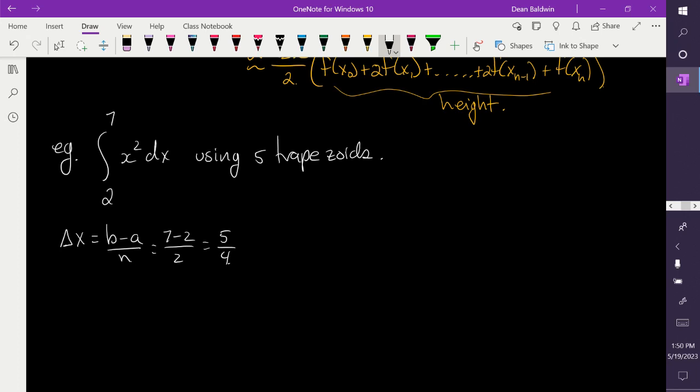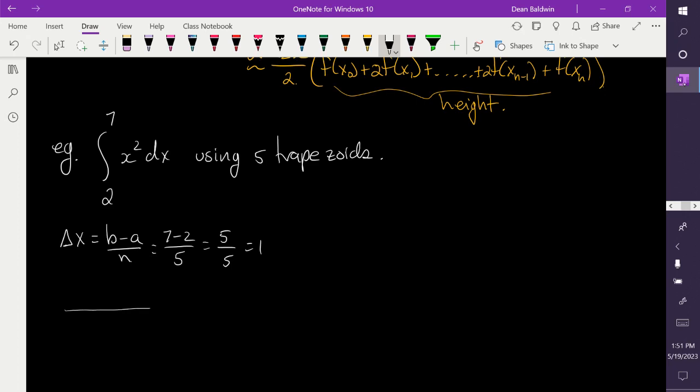Whoa. N is 5. Why did I write 2? Nobody even yelled at me. Sorry. N is 5, because n's the number of trapezoids. Sorry, I don't know what I was even thinking. N is the number of trapezoids, okay? So it's going to be 1. So delta x is 1, okay?